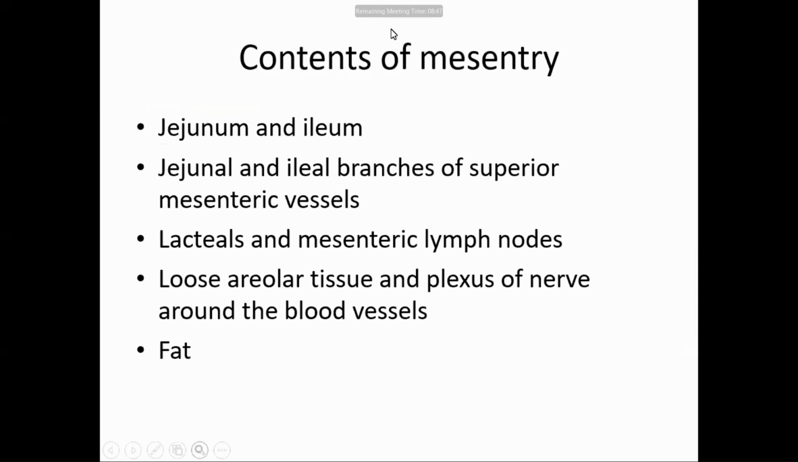Who will tell? Yamuna? Yes, ma'am. Yamuna. Structures present in the interior of the second part of the duodenum.